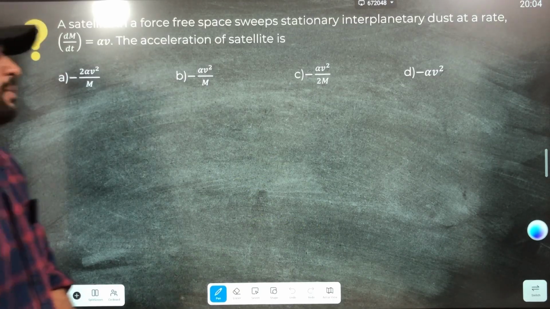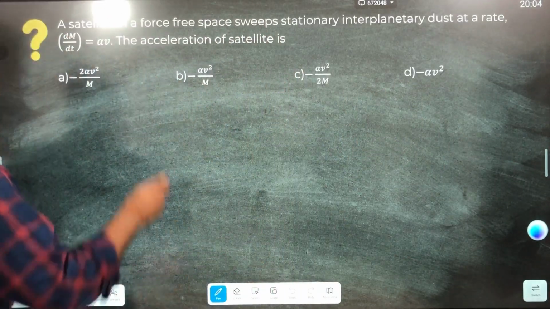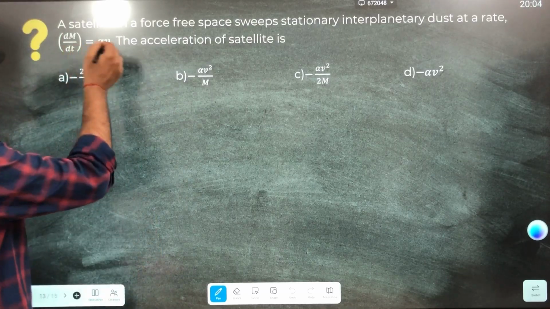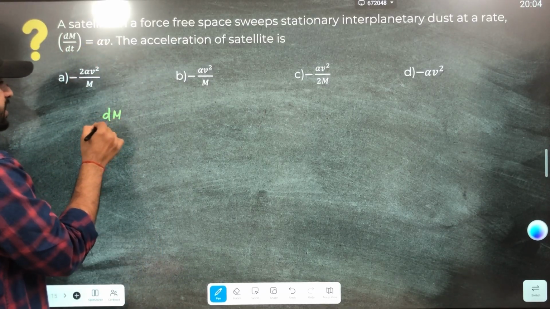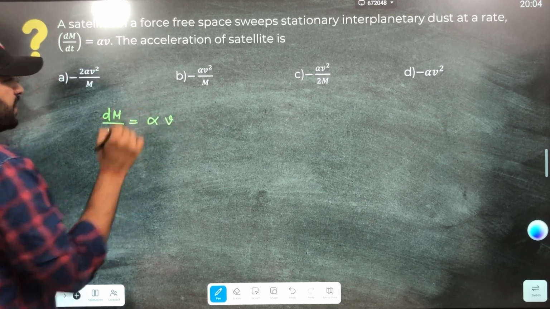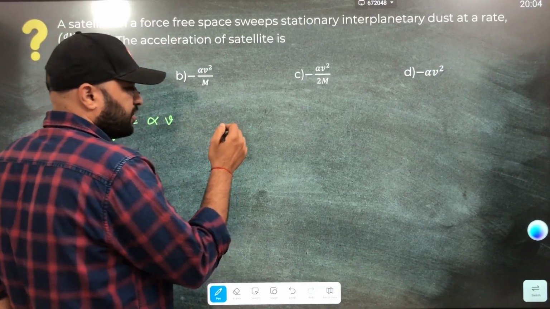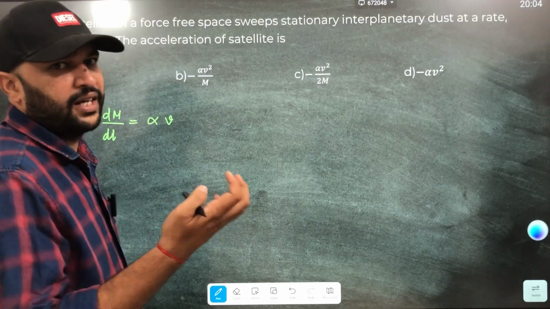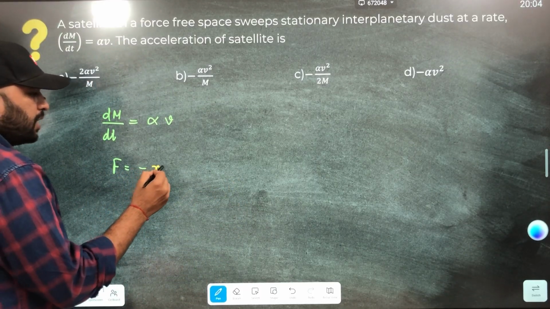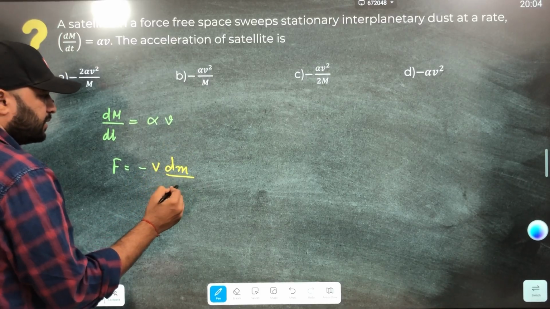Great. Many students get confused with this straightforward and very simple problem. Let's see here. A satellite in force-free space sweeps stationary interplanetary dust at a rate of dm by dt, which is given straight away. Dm by dt is how much? If it is sweeping it, it will be alpha v, correct? Now they are asking for the acceleration of the satellite. If it is sweeping something, the force will be a retarding force here, or you can say F will equal minus v dm by dt, correct.